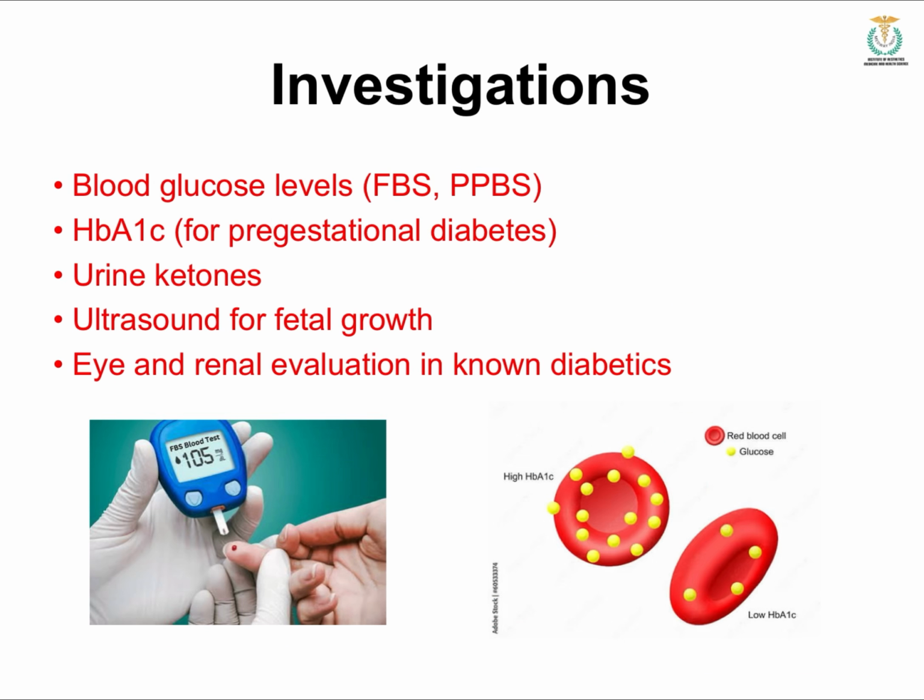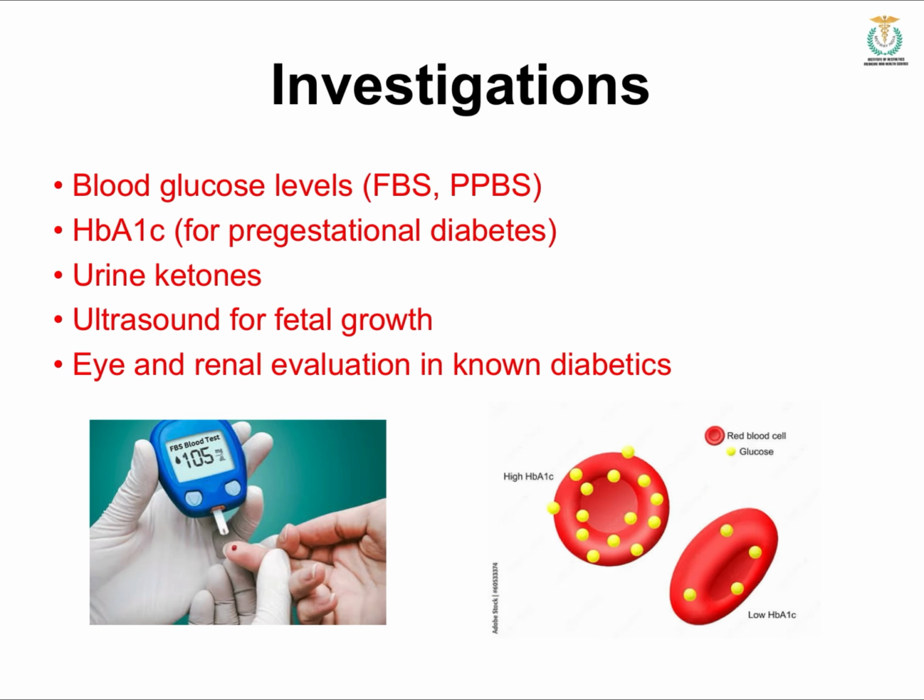Moving on to the investigation. Once we suspect or confirm diabetes in pregnancy, whether it's gestational diabetes mellitus, we should evaluate both the mother and the baby. For the mother, fasting and postprandial glucose, that is FBS and PPBS, blood glucose levels should be checked. And HbA1c you have to do for pre-gestational diabetes. For example, in pre-gestational diabetes, HbA1c is very important and very helpful.